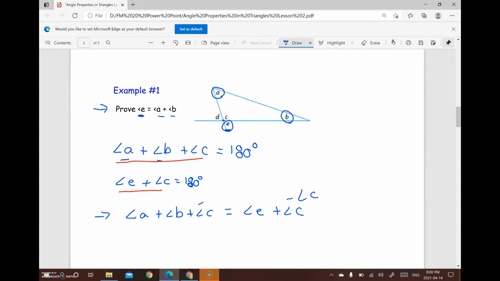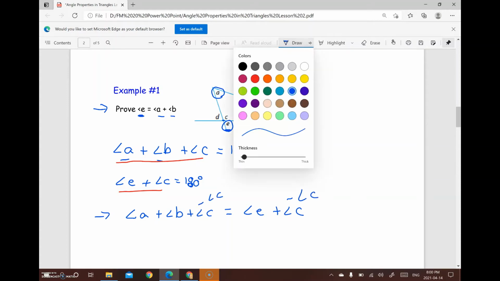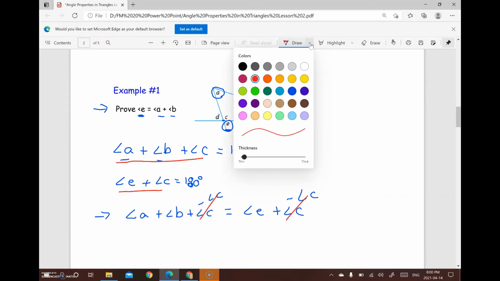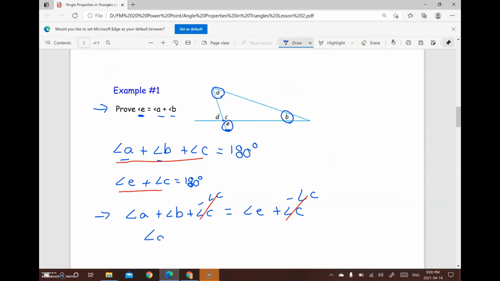What I do to one side, we have to do to the other. And when I subtract it, it's going to cancel it out from both sides. And then I'm left with angle A plus angle B is equal to angle E. And that's the end of my proof. It'll work for every single example because I use those variables.